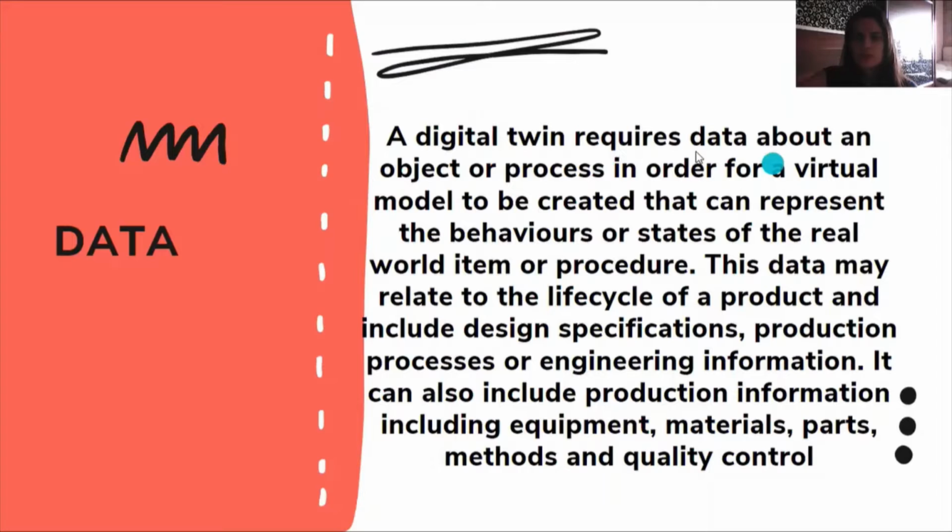The first one is data. A digital twin requires data about an object and processes in order for a visual model to be created that can represent behaviors or states of the real-world items or procedures. This data may relate to the life cycle of the product and include design specifications, production processes, or engineering information. It can also include production information, including equipment, materials, parts, methods, and quality control.